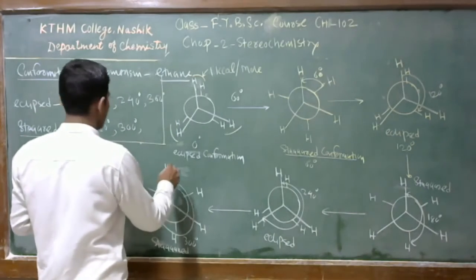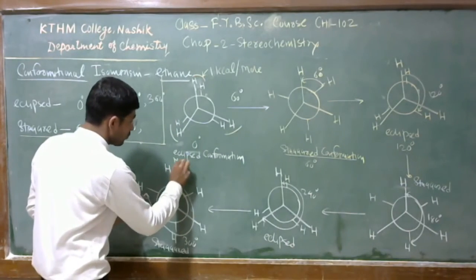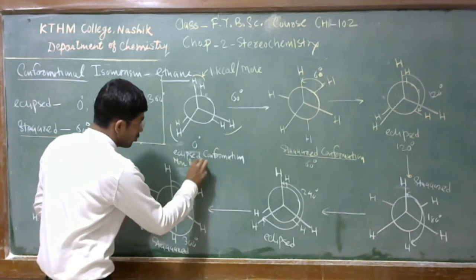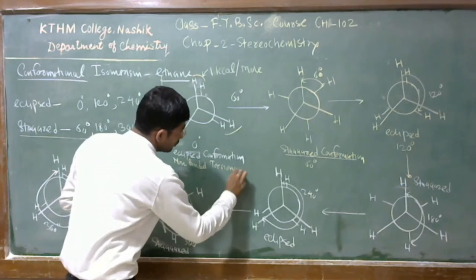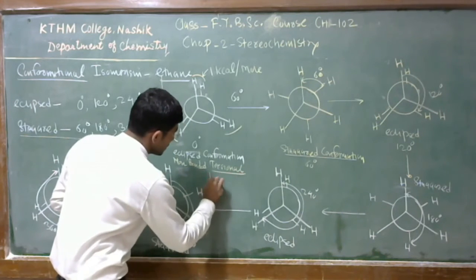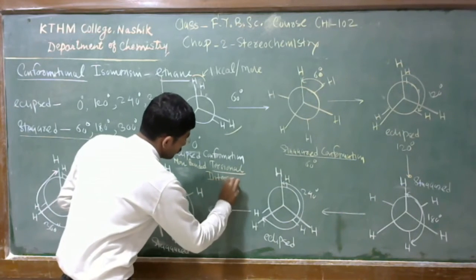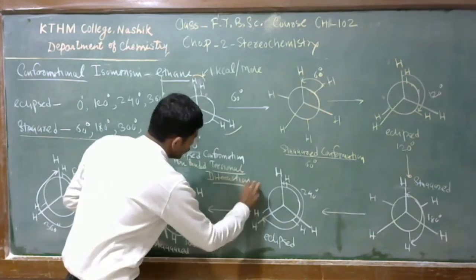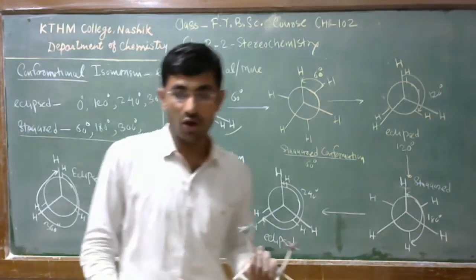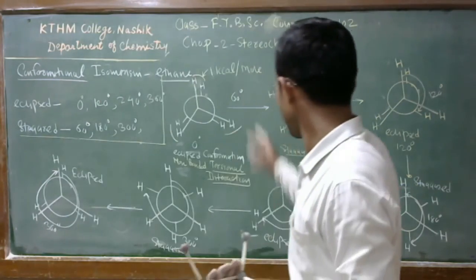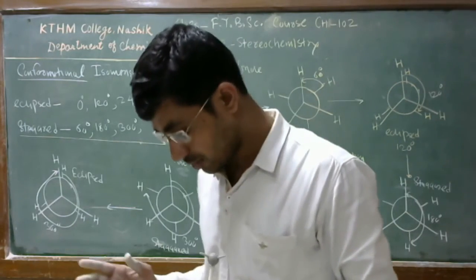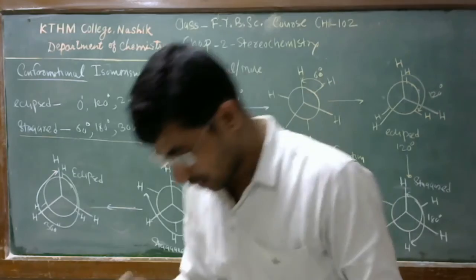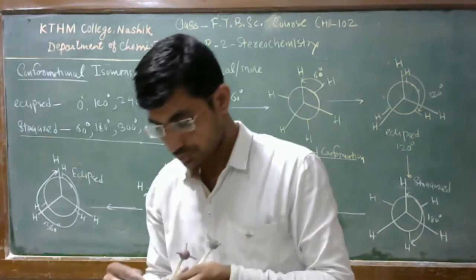So for this conformation we observe the non-bonded torsional interaction. Because of that we can observe energy 3 kilocalorie per mole. So this is about which conformation? That is the eclipse conformation.